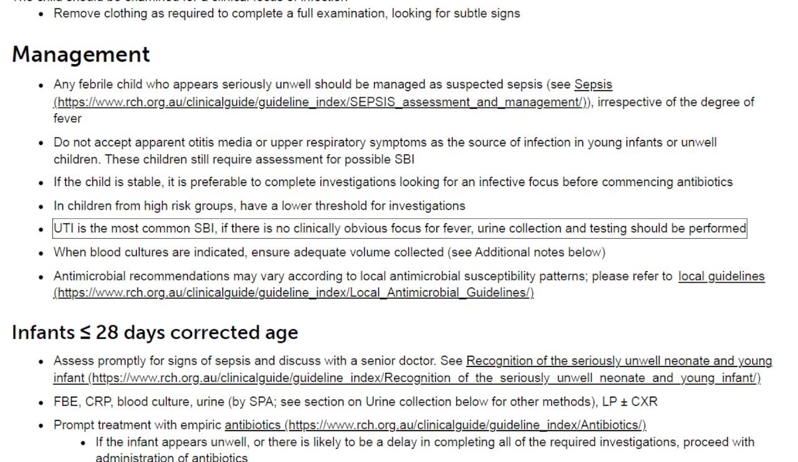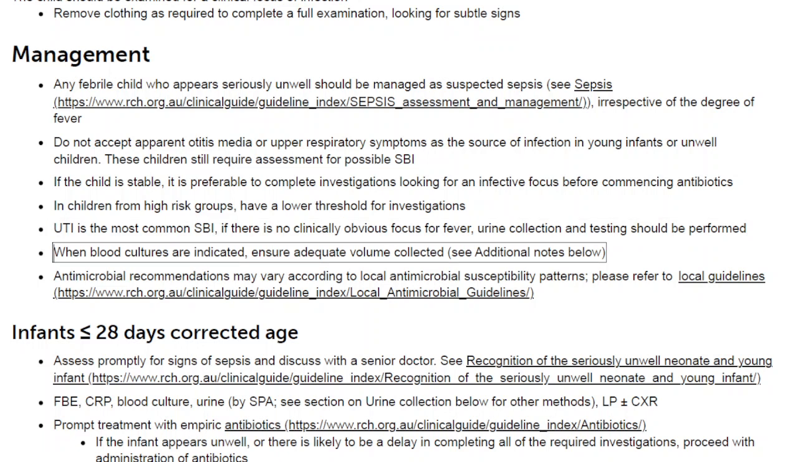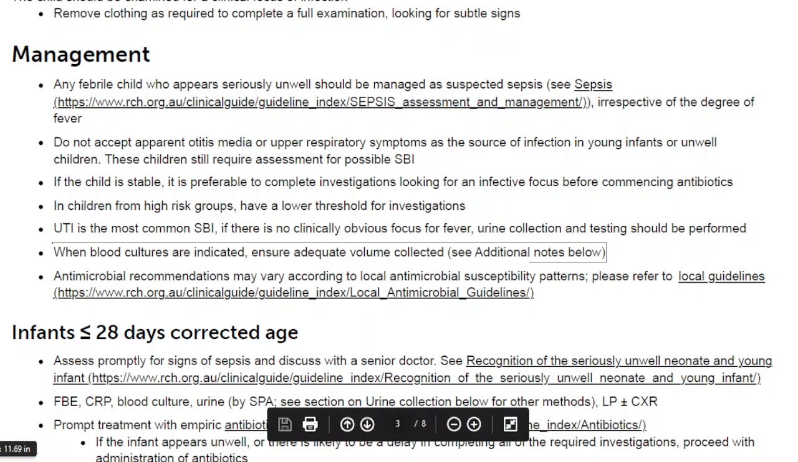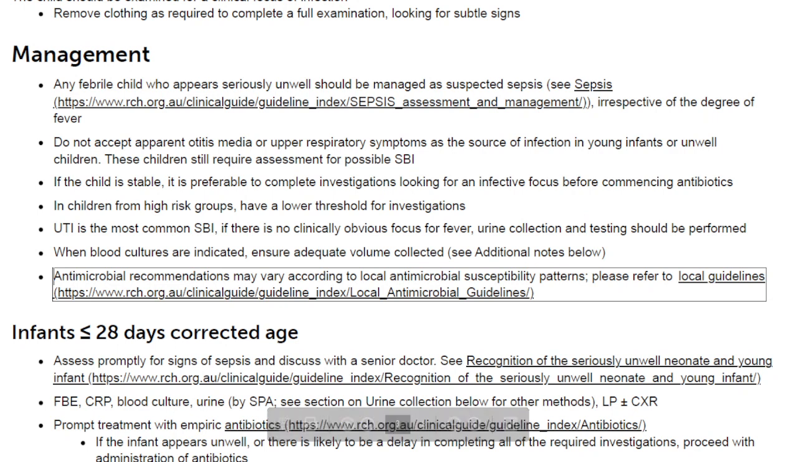UTI is the most common SBI. If there is no clinically obvious focus for fever, urine collection and testing should be performed. When blood cultures are indicated, ensure adequate volume collected. See additional notes below.